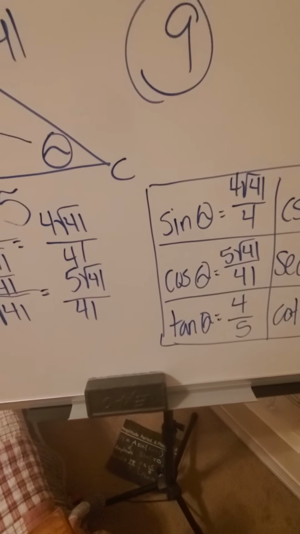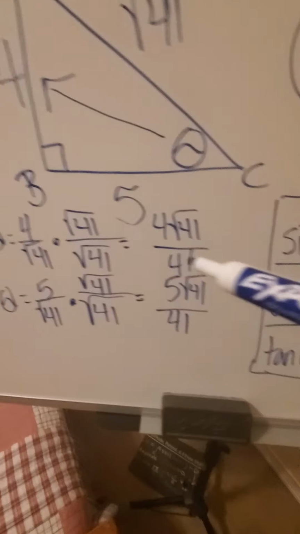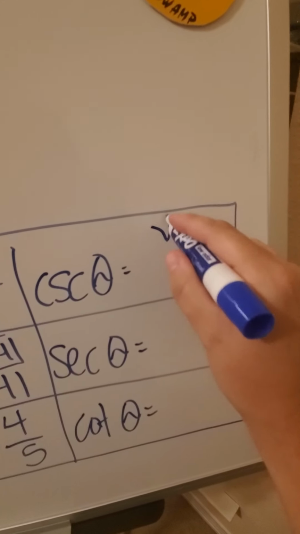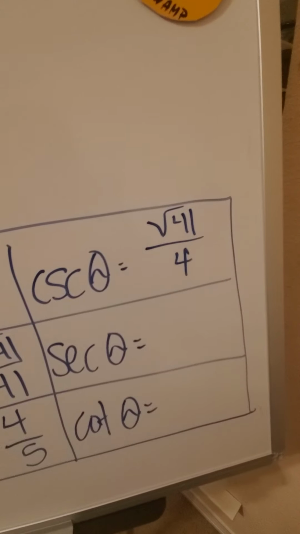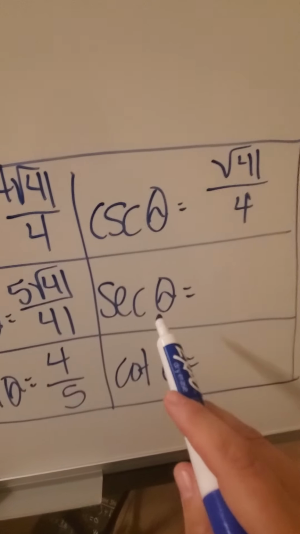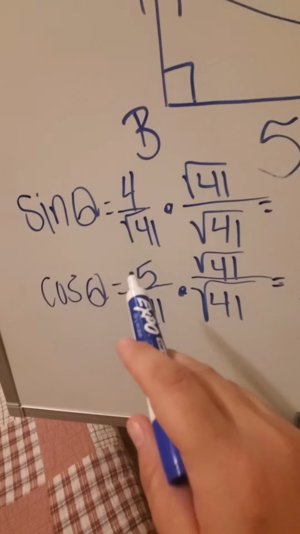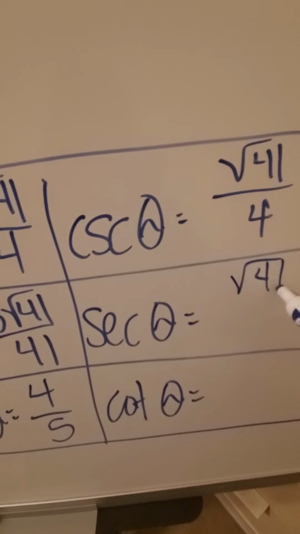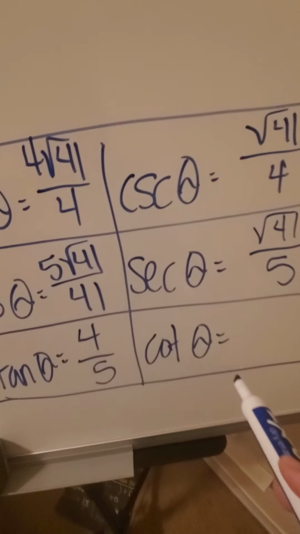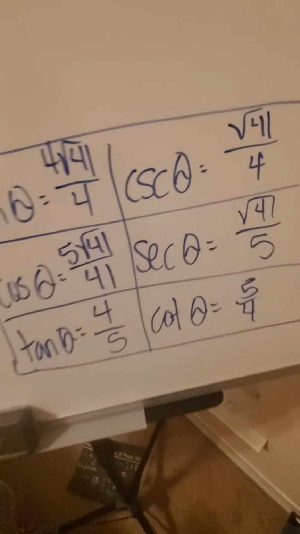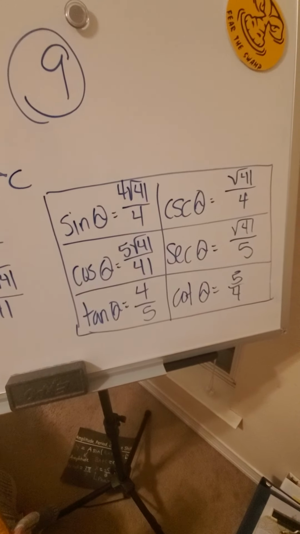Now, cosecant is the opposite of sine. So if sine is 4 over square root of 41, then cosecant is square root of 41 over 4. Okay? Don't flip this because then you'll have to re-multiply again, okay? Secant is the opposite of cosine, which was originally 5 over the square root of 41. So secant is square root of 41 over 5. And then cotangent is the opposite of tangent, so it's 5 over 4. So that's that first one completely done.